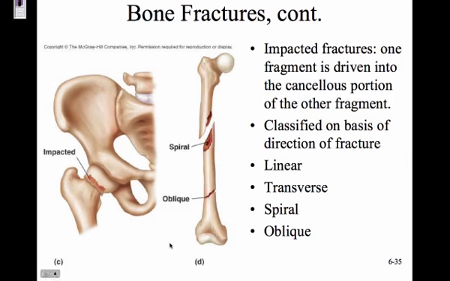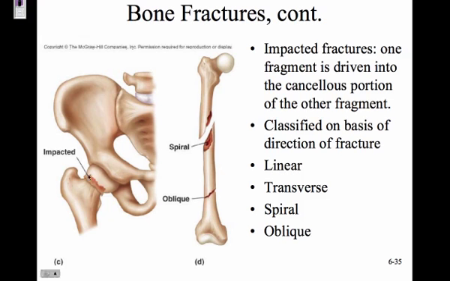Impact fractures is when one fragment is driven into the cancellous portion of the other fragment. So here in the hip area, the shaft of the femur has been pushed up and driven into the head of the femur, and so it's kind of been overlapped here.